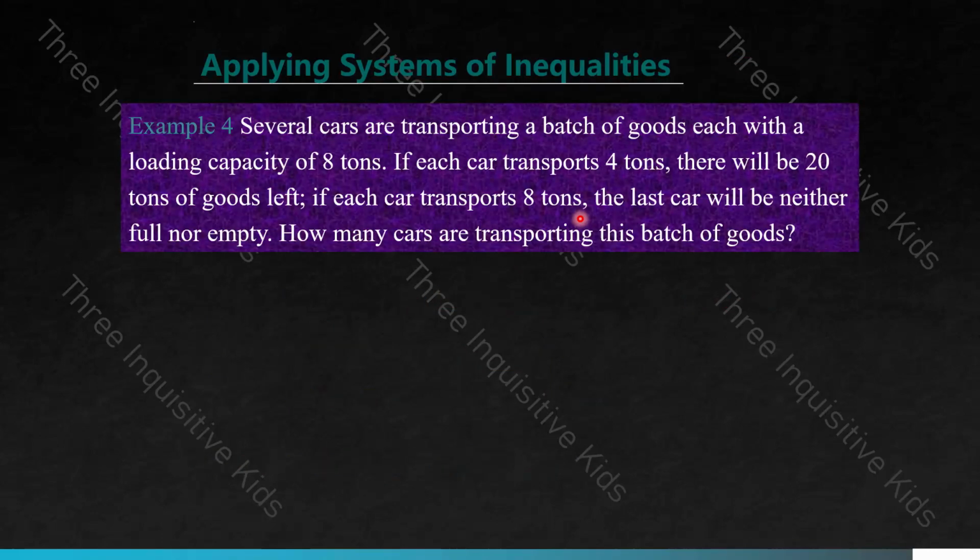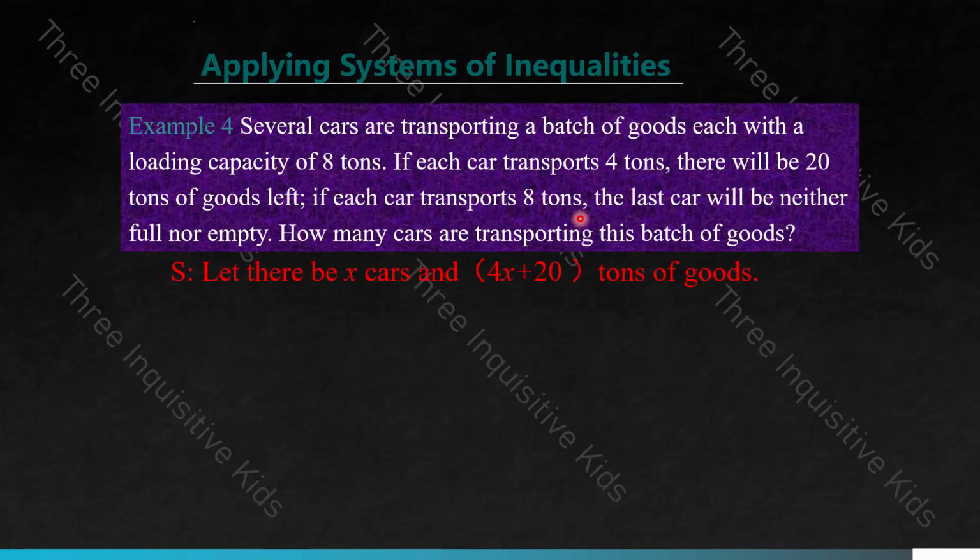Applying systems of inequalities. Several cars are transporting a batch of goods, each with a loading capacity of 8 tons. If each car transports 4 tons, there will be 20 tons of goods left. If each car transports 8 tons, the last car will be neither full nor empty. How many cars are transporting this batch of goods? Now, this is a word problem involving a set of inequalities, and I'm going to go over this with you first.